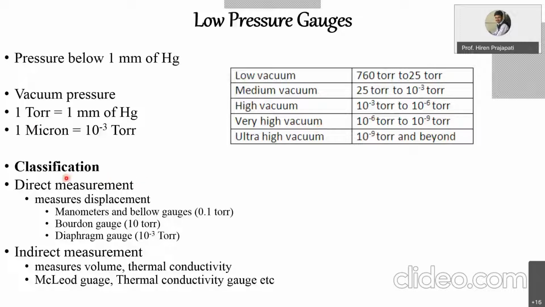Then the classification of vacuum pressure measurement instruments: direct measuring instruments like manometers, bellows, Bourdon and diaphragm gauges. This we have already discussed in our previous lecture. So today we'll be discussing some indirect instruments for vacuum pressure measurement. In that we have the McLeod gauge and the thermal conductivity gauge. So these two we'll cover today.